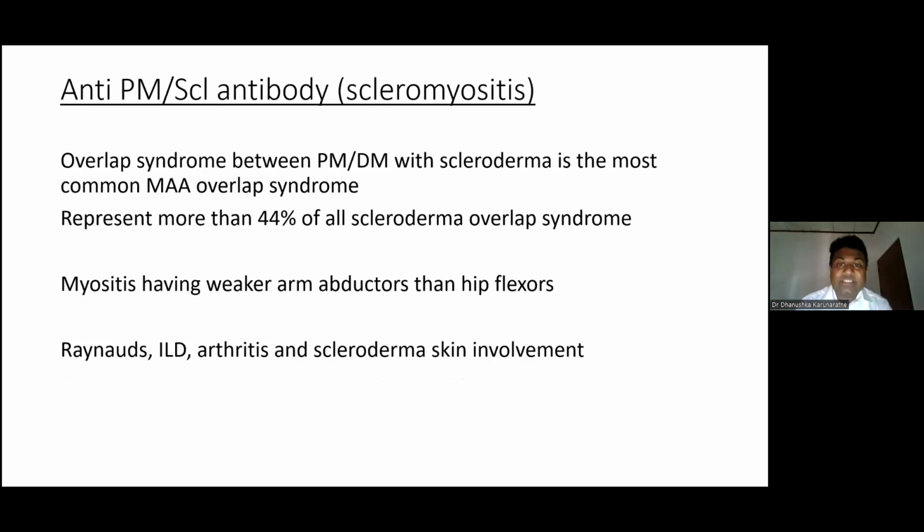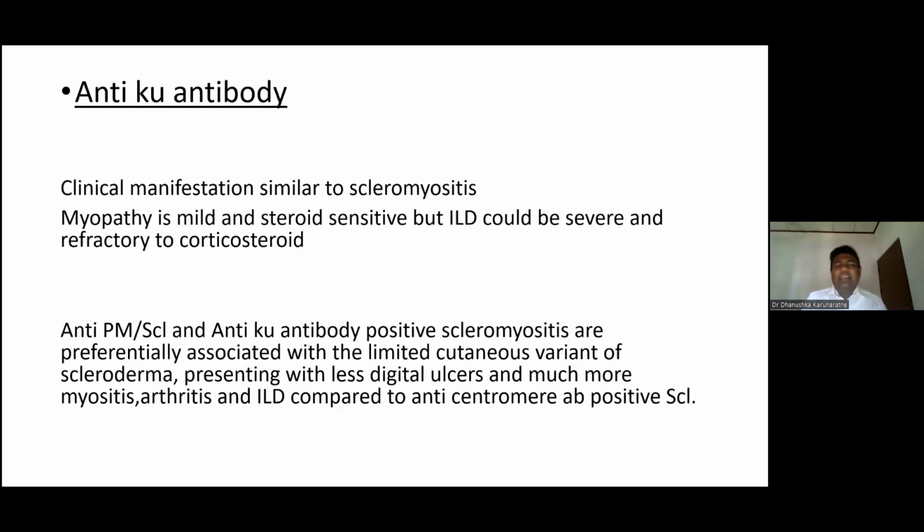Scleromyositis is the commonest scleroderma overlap syndrome, where you see the features of scleroderma overlapping with the inflammatory myositis. Here, one characteristic clinical feature is that the arms are weaker than the hip flexors or the lower limb. And other classical features of scleroderma, such as Raynaud's, ILD, and arthritis, are there.